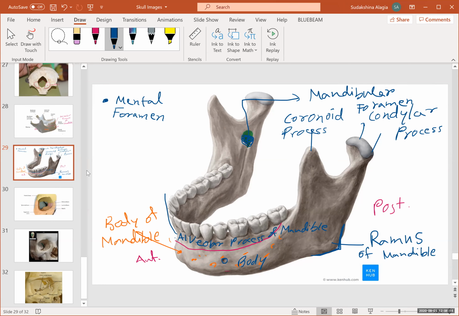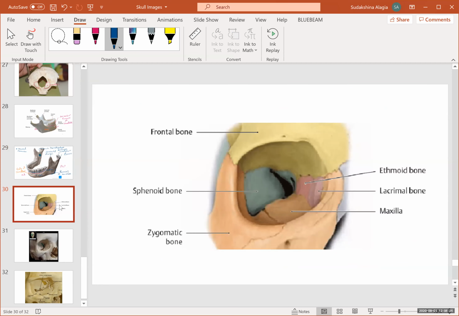Okay. So we basically covered every bone of the skull. The rest of the pictures here, we have something similar in the textbook. So it shows you the lacrimal bone, the ethmoid bone, the orbital surface, basically. These are all the orbital surfaces. Orbital surface of sphenoid, orbital surface of frontal, orbital surface of zygomatic, orbital surface of maxilla, of lacrimal, of ethmoid.